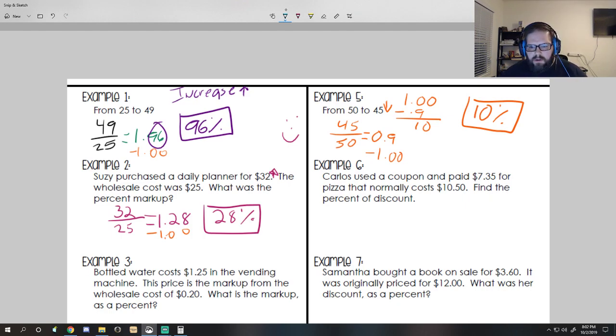All right, so this one, Carlos uses a coupon, and he paid $7.35 for a pizza that normally costs $10.50. Good job, Carlos. Find the percent of the discount. So the amount of change is $7.35, so 7.35 over 10.5. When I divide this on my handy dandy calculator, it is going to come out to 0.75. Just kidding. It's not going to come out to 0.75. It is going to come out to 0.70.